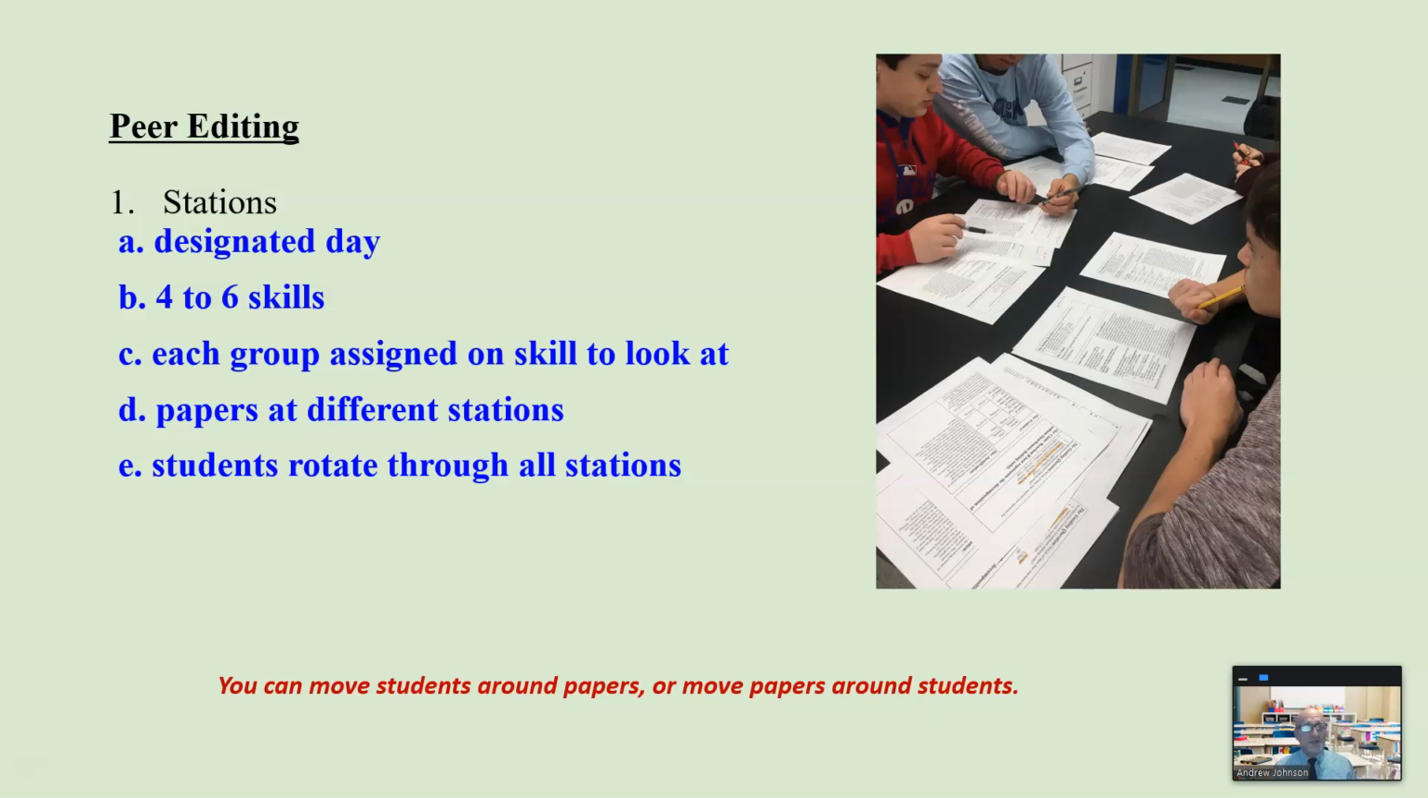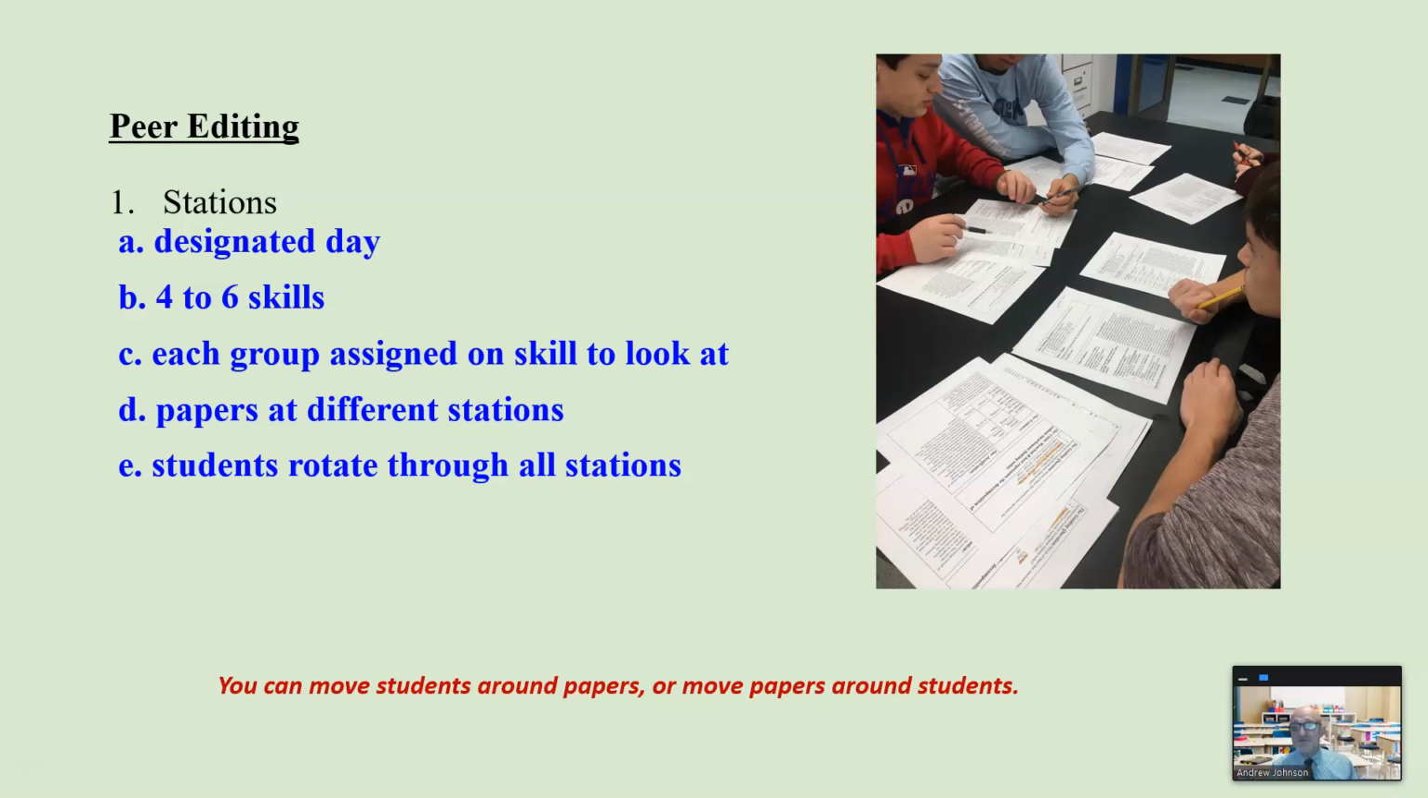Now, there's 2 ways you can do this. Stations. You designate a day where everyone is going to edit a piece of writing. They have a piece of writing that they have edited, and they're ready to put it through the process. So you focus on 4 to 6 skills. You break students up into groups, and they each have a single skill, one of those 4 to 6 skills to look at. And their papers are at different stations. So you take students' papers, and you prefer that they not have their names on it. You mix it up, and you spread them around the room, and students rotate through each station.